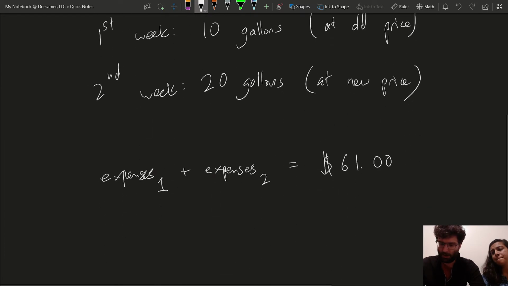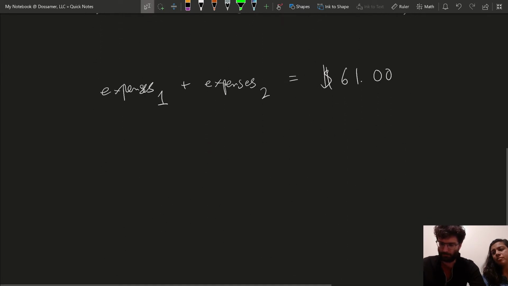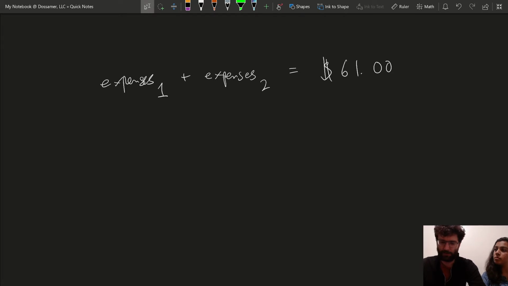And then we need to find a way to represent expenses. In particular, we know that we get a total expense both from a unit cost and also from the number of gallons that we buy. Which means that if I buy 10 gallons of gas, I have to pay a certain number of dollars per gallon of gas. Mm-hmm.